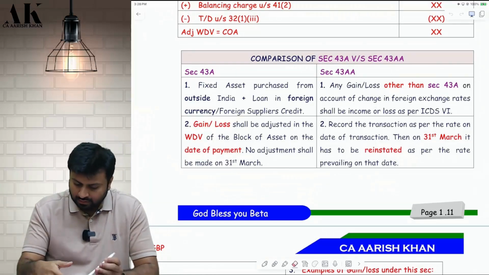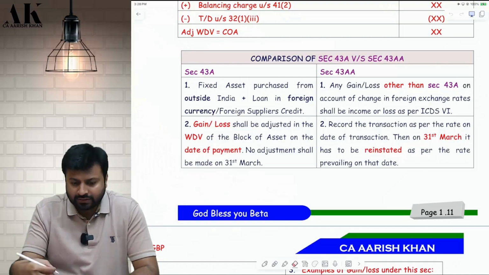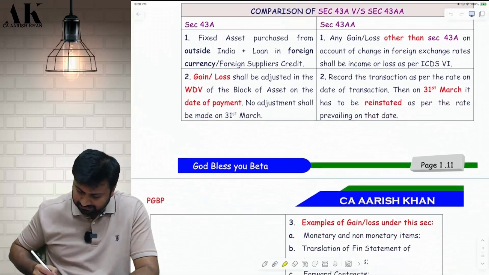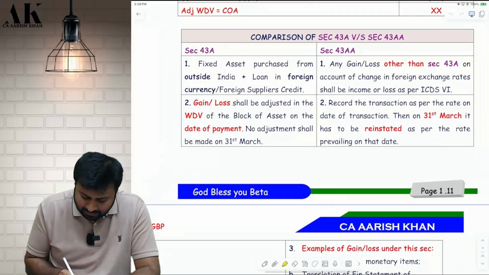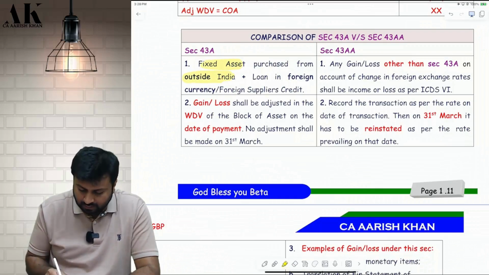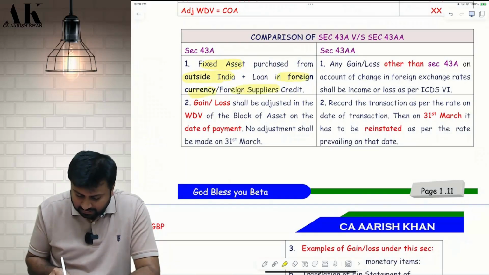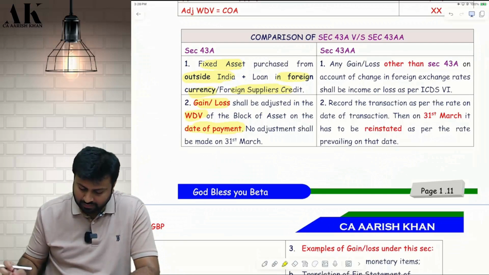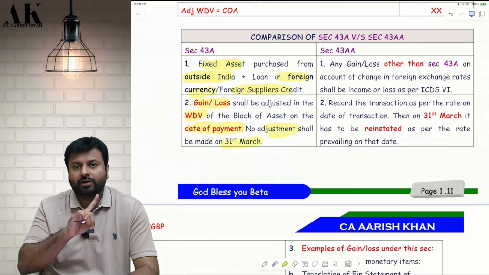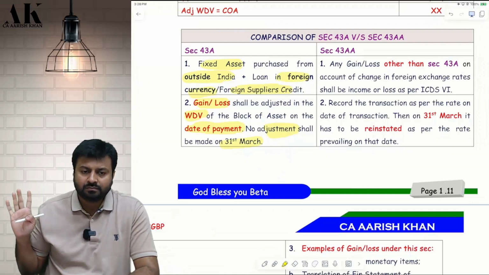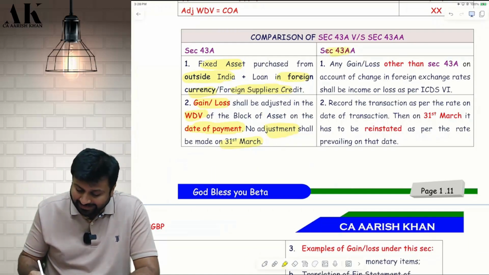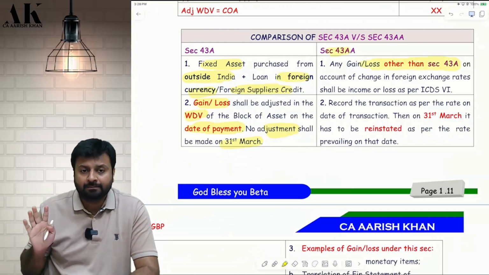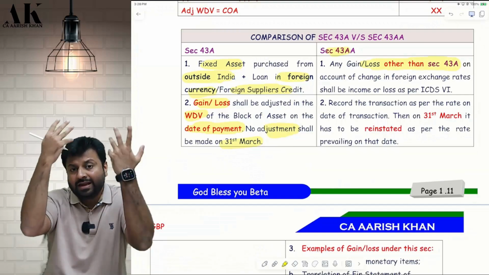So this is the difference between section 43A and 43AA. 43A is applicable for a fixed asset which is purchased from outside India, on which there is a foreign currency loan, foreign supplier. Any gain or loss, WDV should be adjusted on the date of payment. No adjustment on 31st March in 43A. Are you clear? But 43AA is any gain or loss other than 43A.